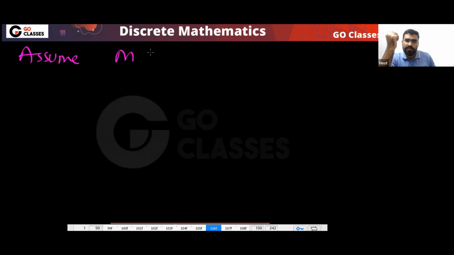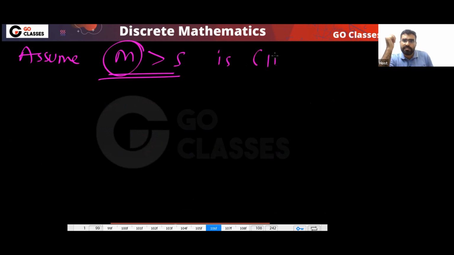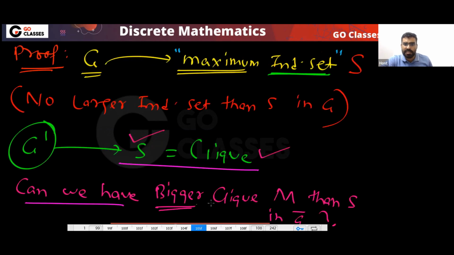Assume M, which is greater than S, is a clique in G complement. Then what will this M be in G? Can you tell me? I am assuming that this M is the bigger clique, meaning in this G dash there is a bigger clique. S is a clique, but there is a bigger clique M.